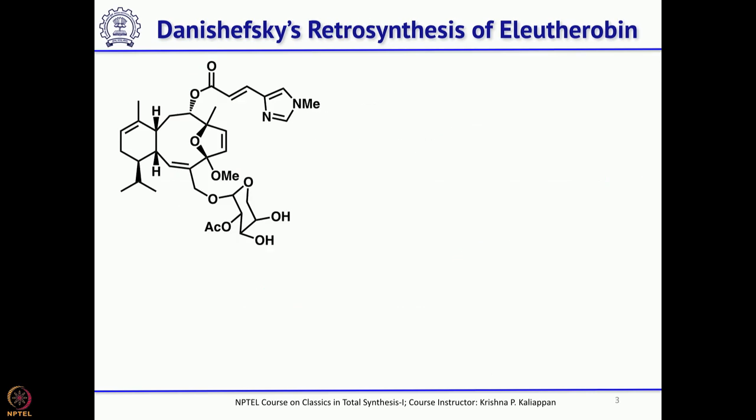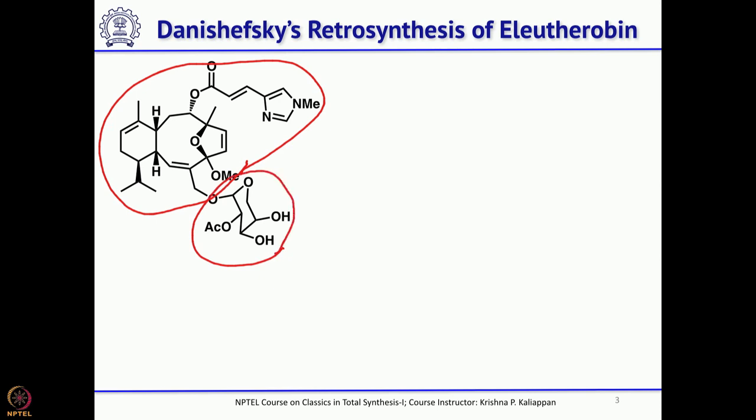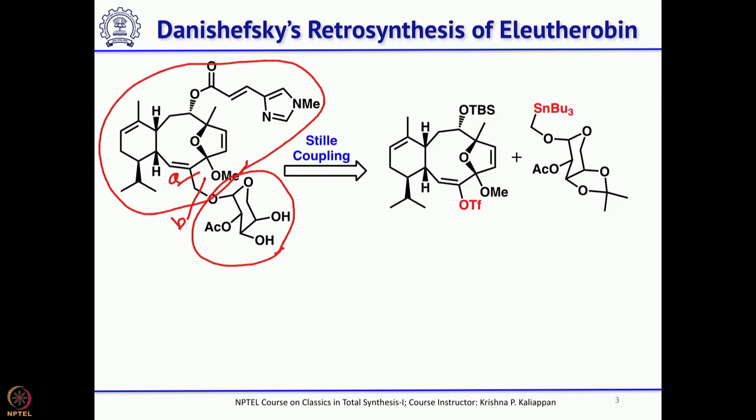of Eleutherobin. From a retrosynthetic point of view, as you can see here, it is very clear you have a complete carbocycle and a sugar unit. The easiest way to disconnect is either here or here. If you are using Stille coupling, then the disconnection of bond A is better than disconnection at bond B. So the Stille coupling disconnection gives Danishefsky these two fragments. On the left hand side you have the vinyl triflate, and on the right hand side you have the tributyltin derivative, which is required for the Stille coupling.